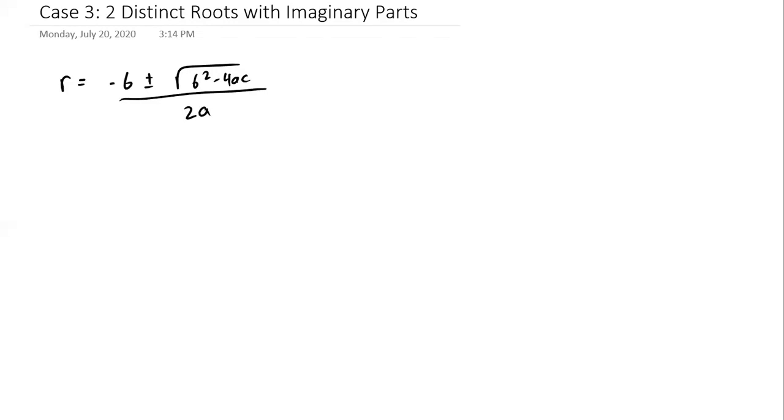Now, what is necessary for us to get two distinct roots with imaginary parts? Well, the imaginary part is going to come from what's inside the square root. Basically, if you're taking the square root of something that's less than 0, you get an imaginary part. So for example, let me remind you a little bit how it works. Let's say you want to take the square root of negative 3. Well, we can't do that in the real plane, because we can only work with non-negative numbers.